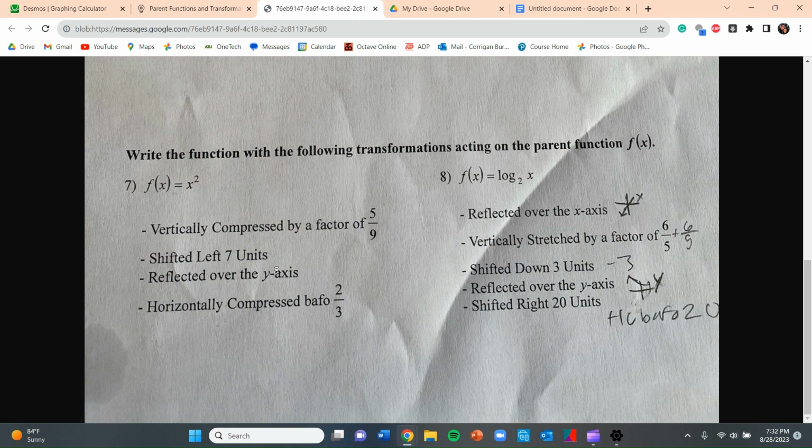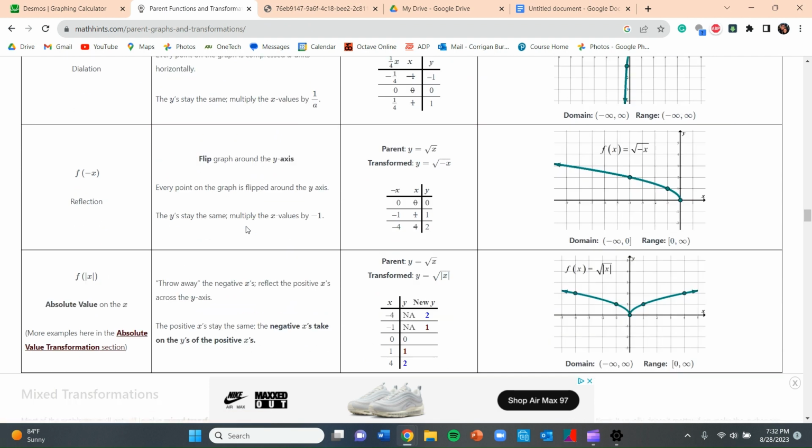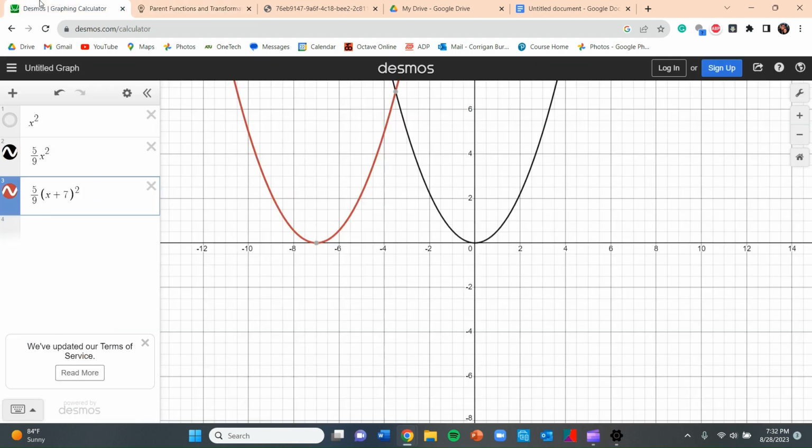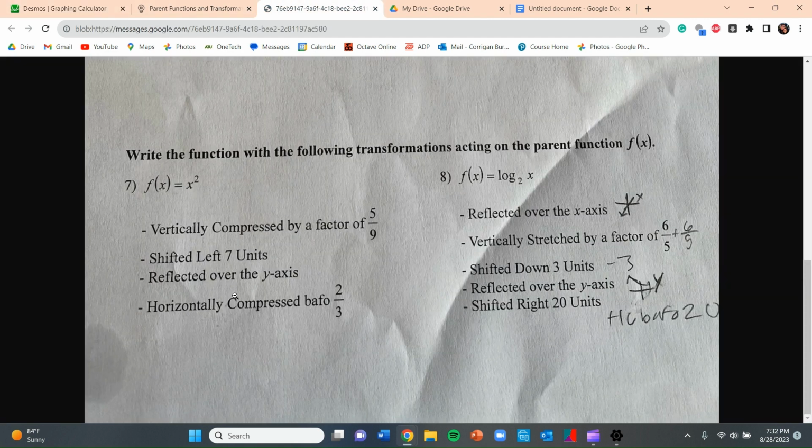Got 4 minutes left. Reflected over the y-axis. So that's a horizontal transformation. And you can see that a horizontal transformation is done by multiplying the inside of our equation by that -1. So what I'm actually going to do is take this whole inside here and multiply it by -1. Just the x. So you put that negative in there, and it flips it across the y-axis, which is exactly what they want, reflected over the y-axis.